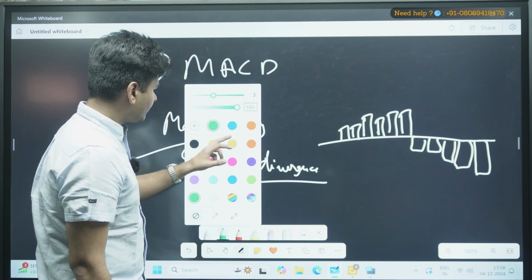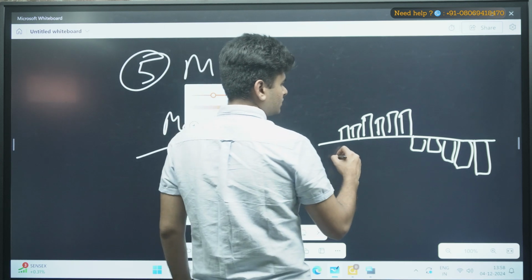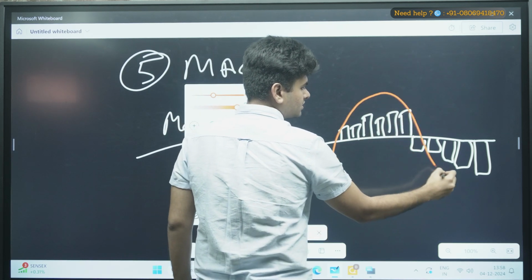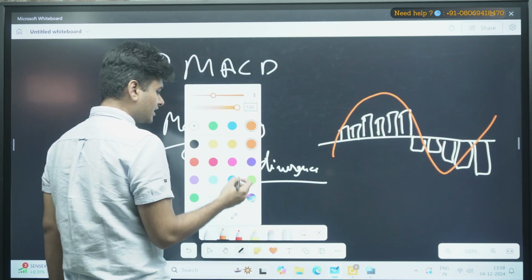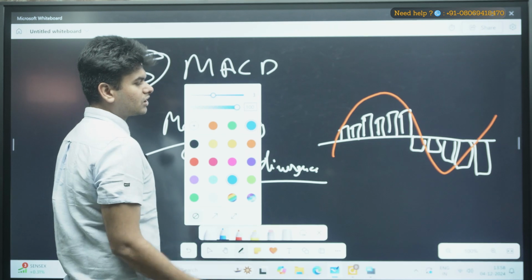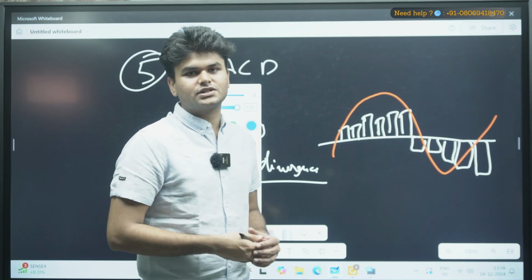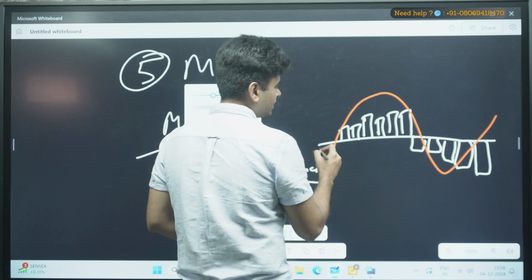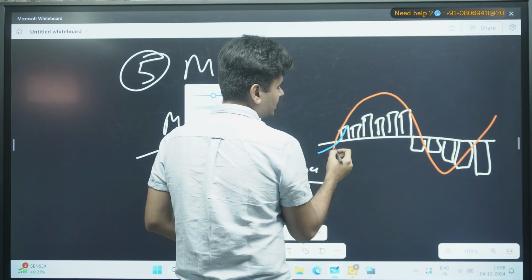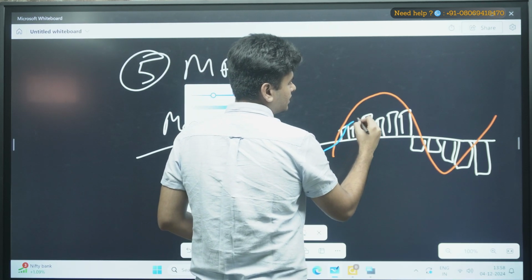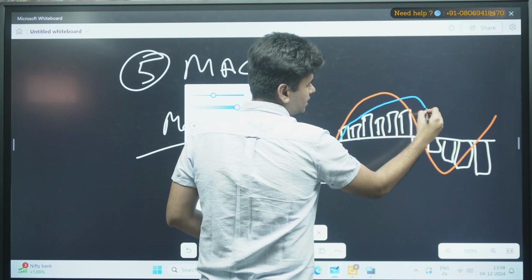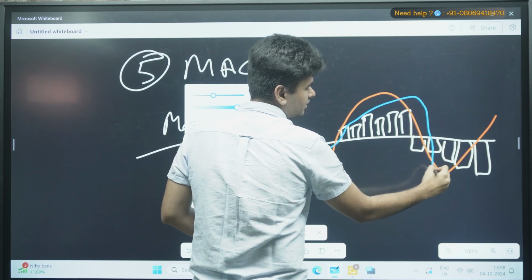Now the two MAs are compared here. One will be orange, going, let's just suppose, like this, and with that you will have a blue line, which is the signal line. The blue line will indicate that the reversal is happening. Simply, you will see that the blue line is converging here. That means somewhere the trend is reversing. Again here, if it's converging, it is again changing the trend.